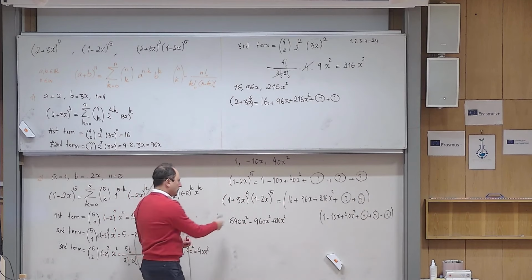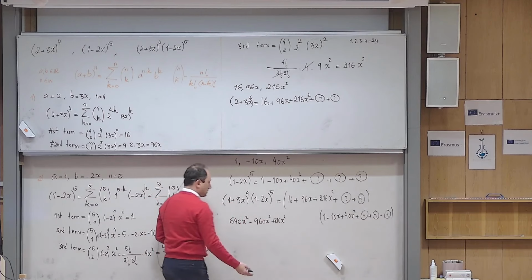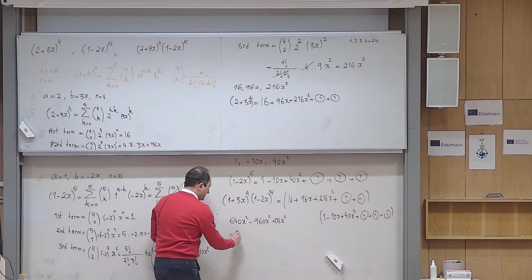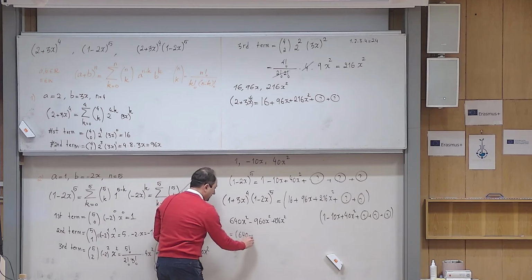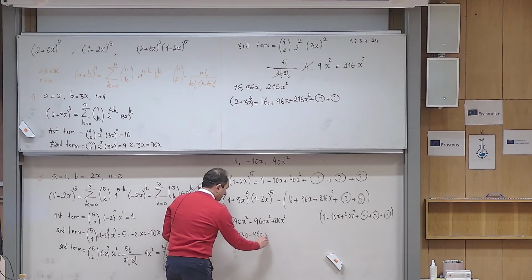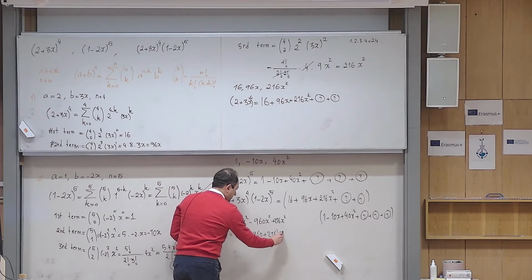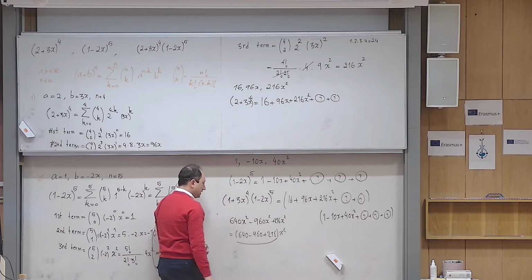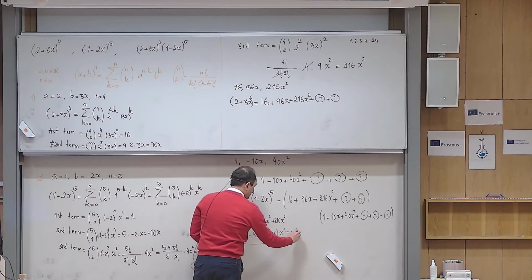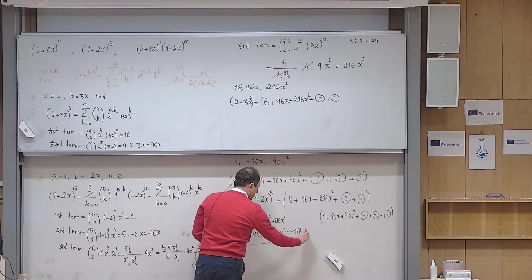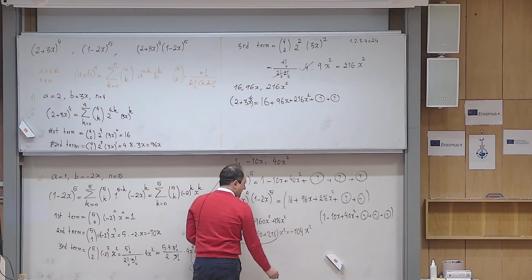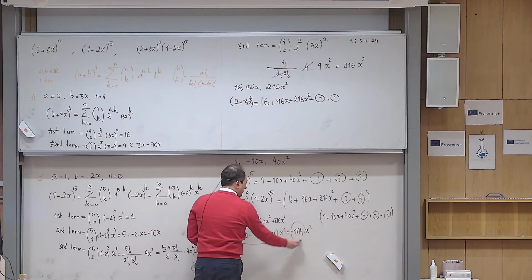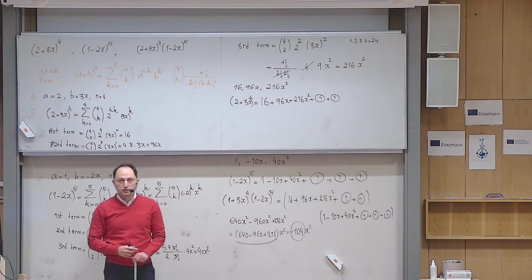But of course, when I multiply and I get similar terms, I will simplify. So this means that I have to write 640 minus 960 plus 216 x squared. And if I ask you what this is, it's a simple calculation. You get minus 104x squared. But the question is asking you about the coefficient. So the coefficient is minus 104.